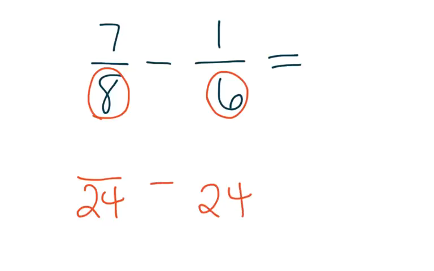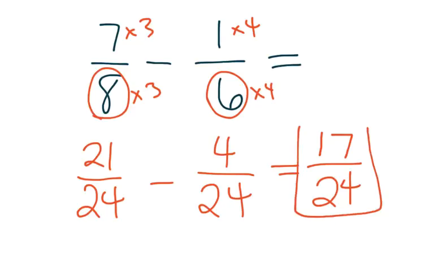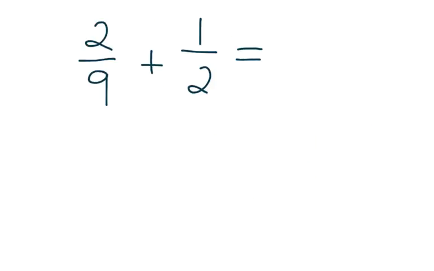So I'm going to rewrite my fractions, or find a new equivalent fraction using our common denominator. So I have 8 times 3, 7 times 3 gets me 21, 6 times 4, 1 times 4 gets me 4. I go ahead and subtract. 21 minus 4 gets me to 17, and my denominator stays the same. So once again, my final answer will be 17/24 because that is in simplest form.